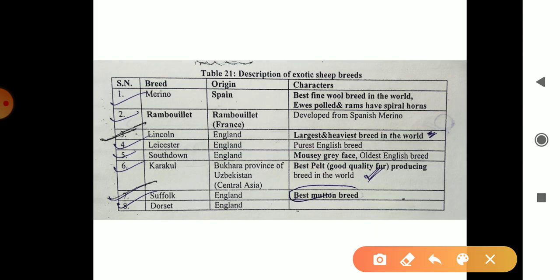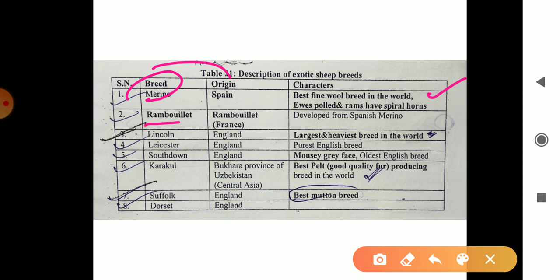Next is the description of the exotic sheep breeds, meaning those breeds which are not confined to our Indian country. Another is the Merino, the best fine wool breed. This is the most asked question. The best fine wool breed in the world is the Merino, and that Merino is from Spain.